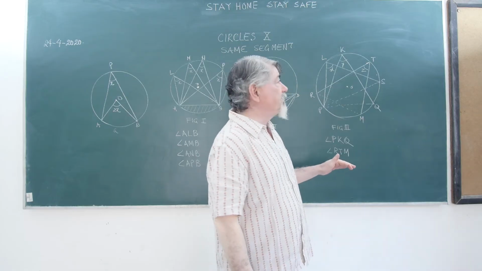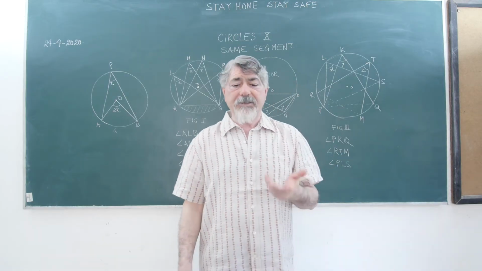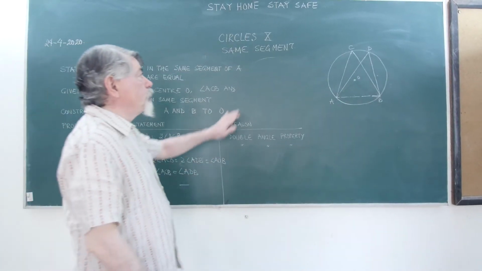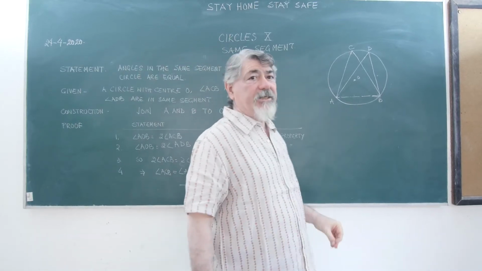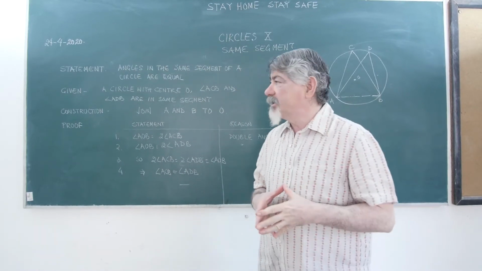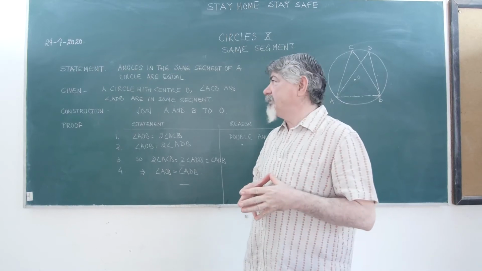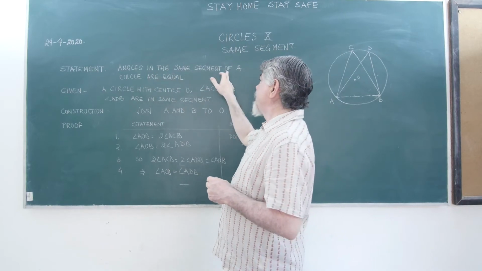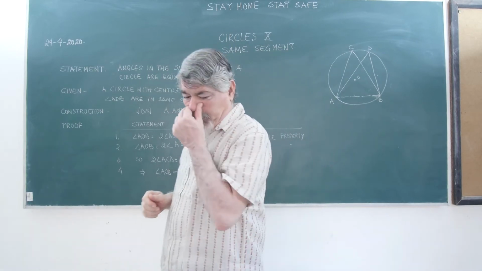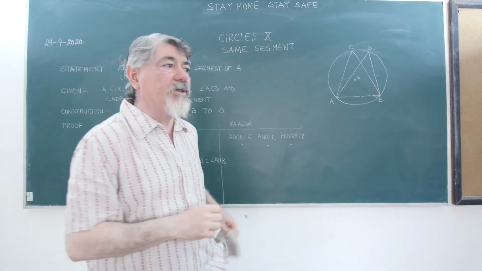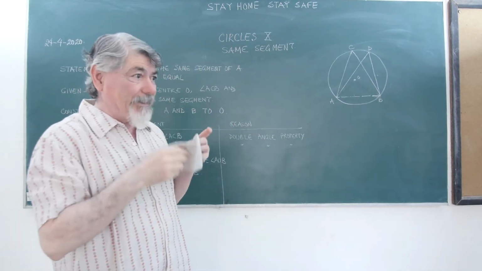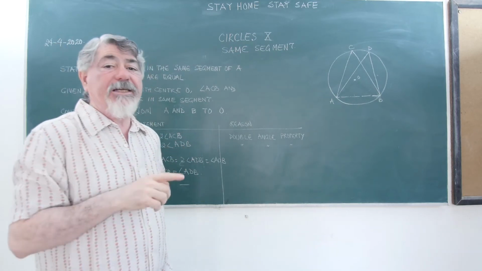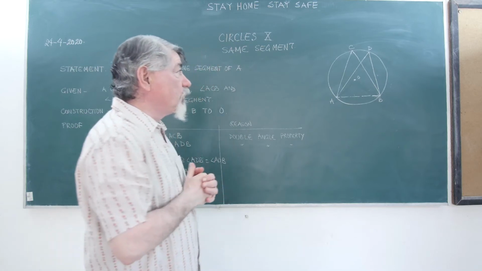So the next proposition will be that angles in the same segment of a circle are equal. Like we explained to you in the beginning what the same segment is, because now I'm going to discuss the theorem related to the same segment. The statement of the theorem is, angles in the same segment of a circle are equal. That is why it is very important to understand what is the same segment, and that is why we took so much time explaining to you what the same segment is all about.